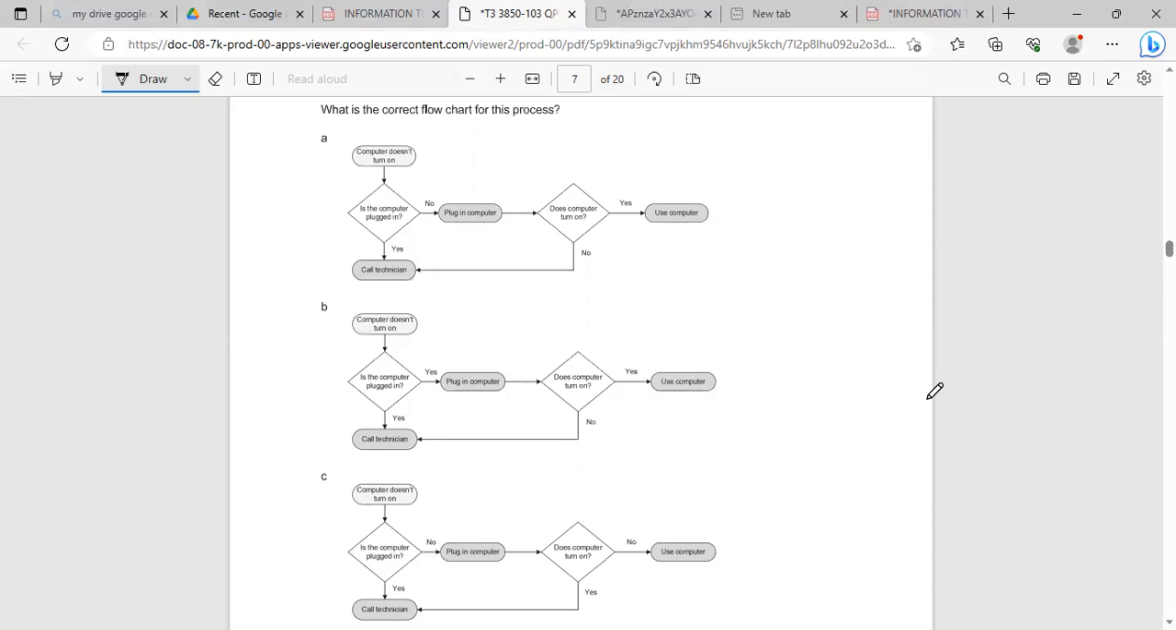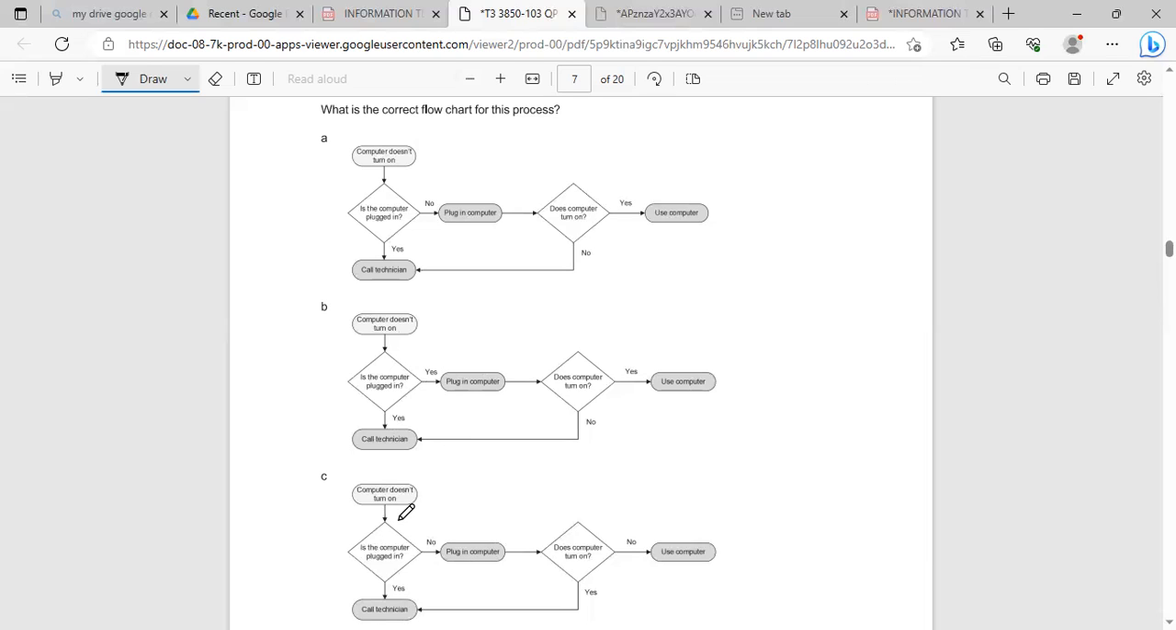Let's look at B. Computer doesn't turn on. Is the computer plugged in? Yes. Call the technician. Let's look at this one now. The yes comes from here. Is the computer plugged in? Yes. Plug in the... but if it's plugged in already, and if you plug it in, you see it? That's what they wanted to do. Look for the error, if there's an error in the statement itself.